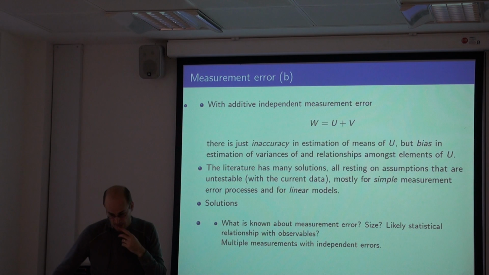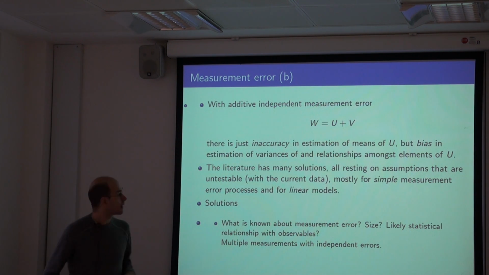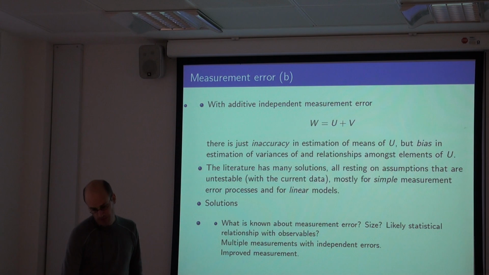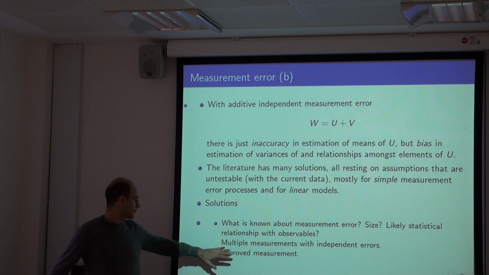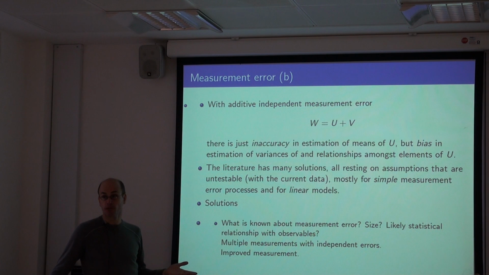Second, if you have multiple measurements with independent errors, then you can average them out to get rid of the measurement error. So multiple measurements can be used to improve upon single measurements. And if neither of those two features can solve the problem, then obviously you can get better measurements if that's feasible within your current resources.